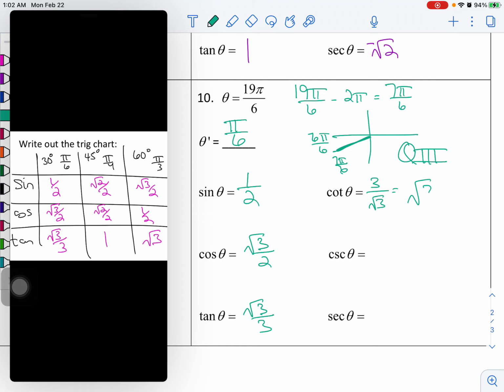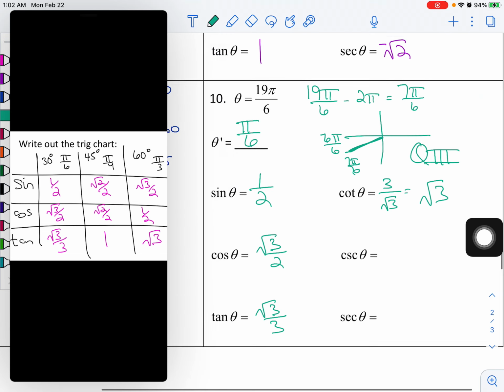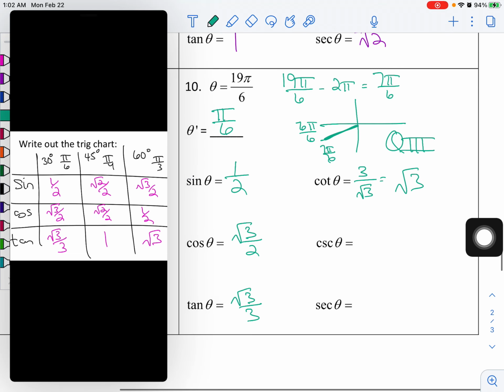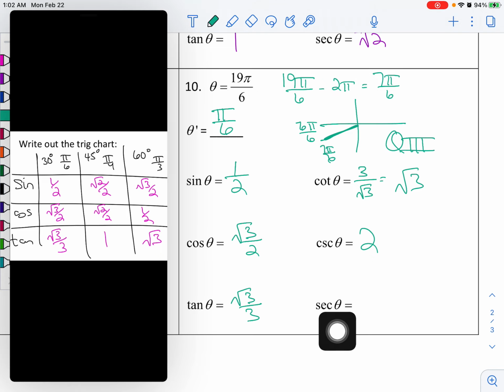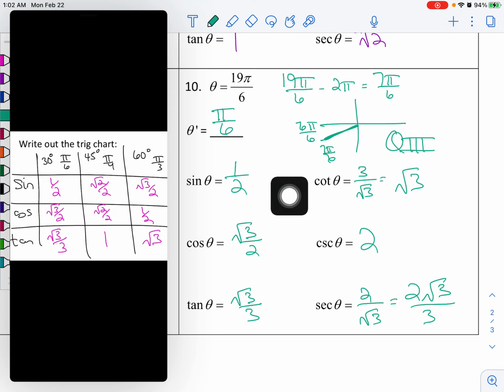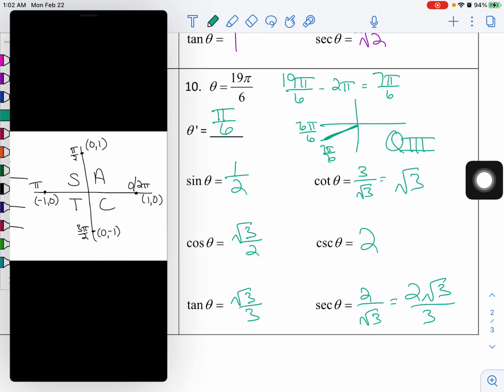Let's find some reciprocals here. So cotangent is going to be 3 over root 3. When that rationalizes, that's just root 3. Cosecant theta is the reciprocal to sine theta. So if I have the reciprocal of 1/2, that's just 2. And then secant theta is going to be the reciprocal to cosine theta. So 2 over root 3 becomes 2 root 3 over 3.